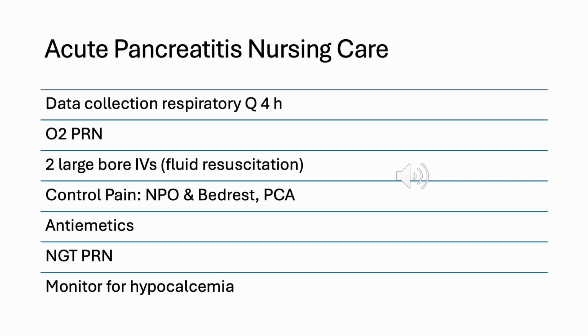You want to control pain, and we've talked about this before, so keeping the patient NPO and on bed rest to decrease metabolism. They're going to need a PCA pump, and they'll need antiemetics and a nasogastric tube, PRN. We talked about if they don't have bowel sounds, they're not passing flatus, they haven't had a BM, or they have severe vomiting, they're going to need an NG tube. Monitor for hypocalcemia. We talked about this earlier, that they can be prone to hypocalcemia.